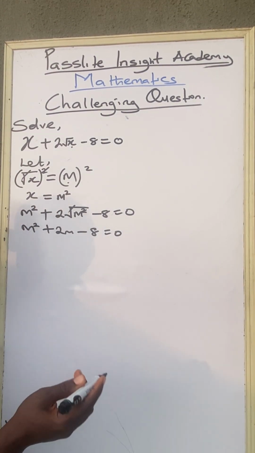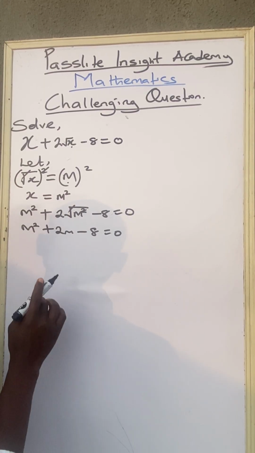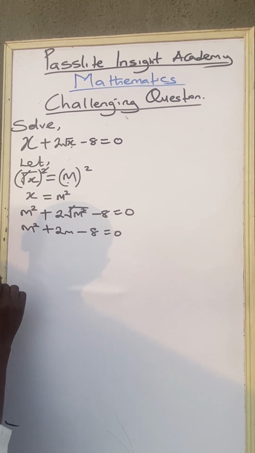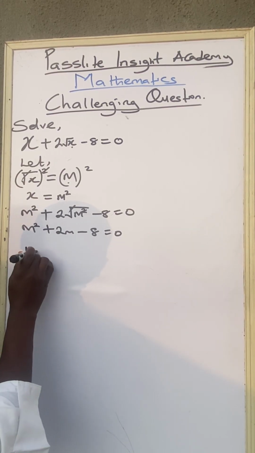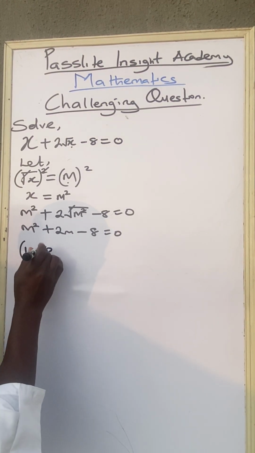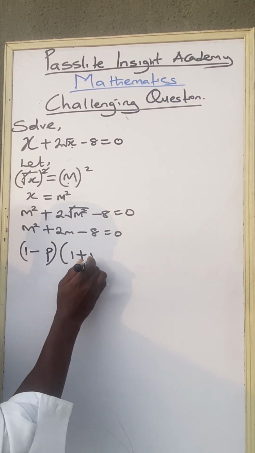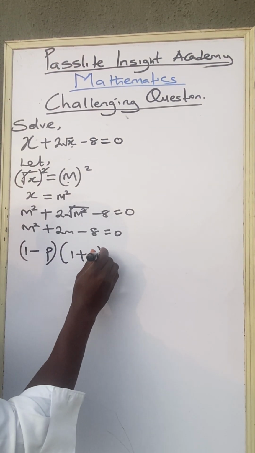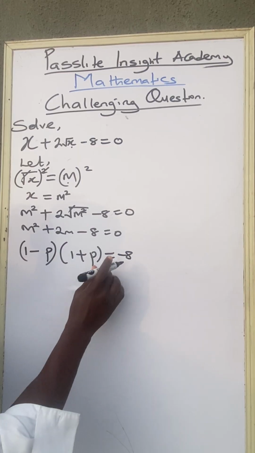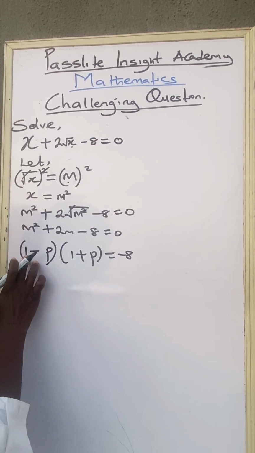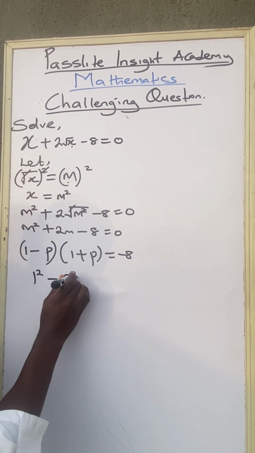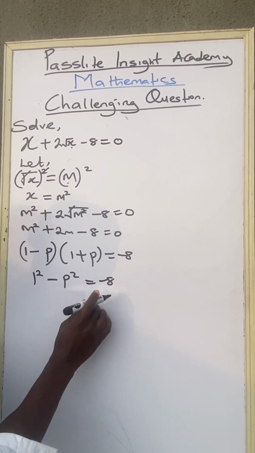You can use the simplest method that we are using now. Just find half of the middle number. Half of 2 is 1. So 1 minus p, then the other one should be 1 plus p. One should be minus, the other should be plus, and this equals minus 8. So 1 times 1, this is the difference of two squares: 1² − p² = −8.